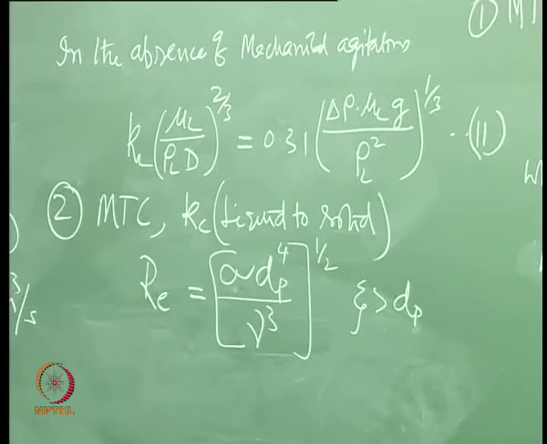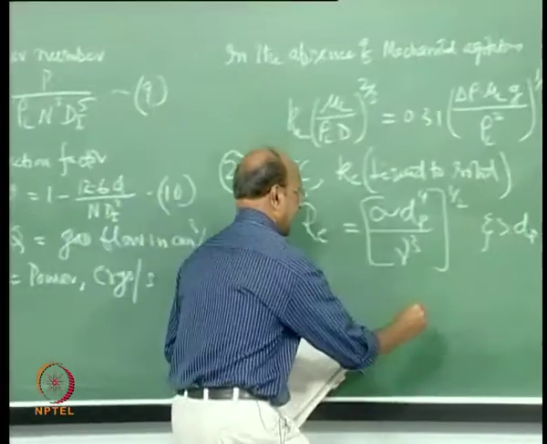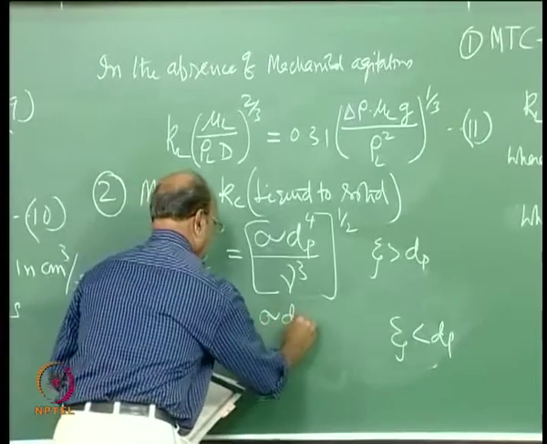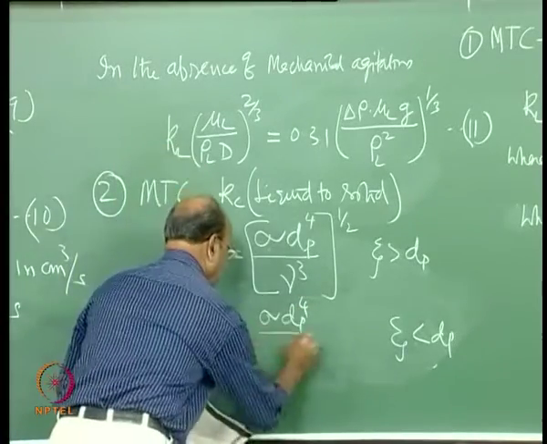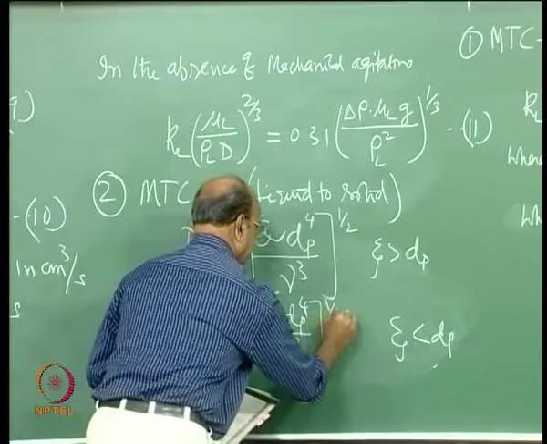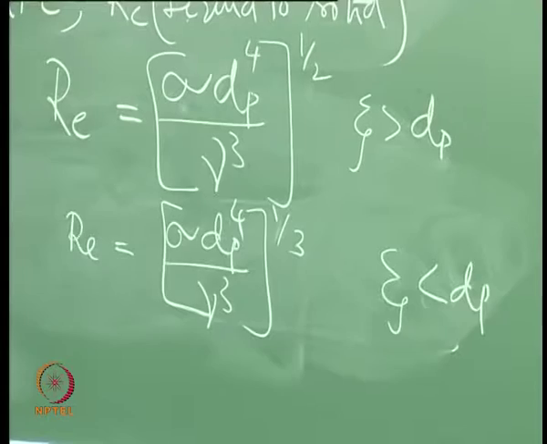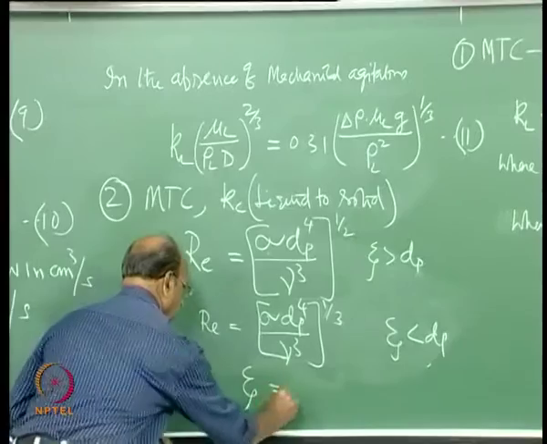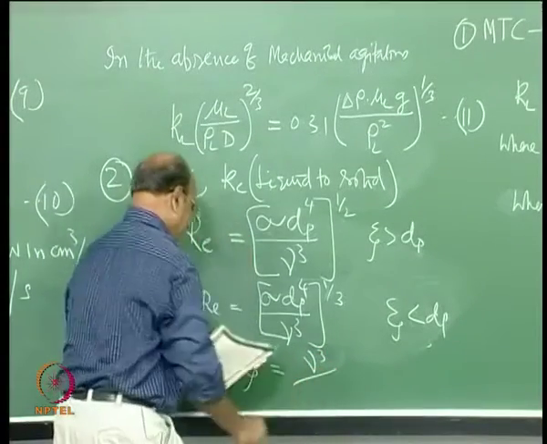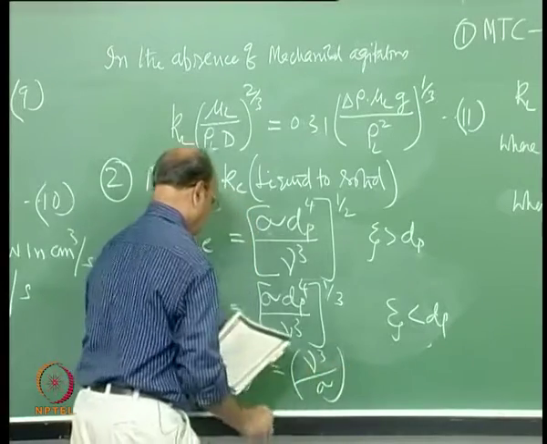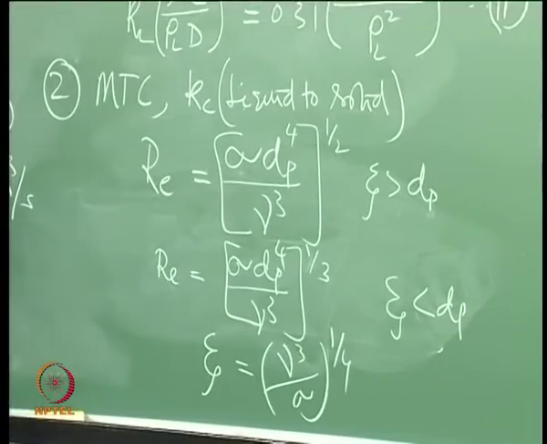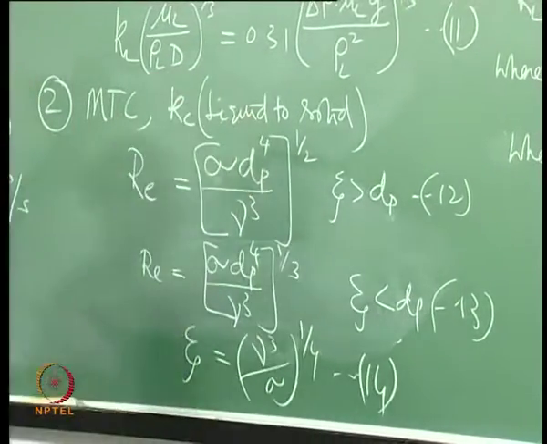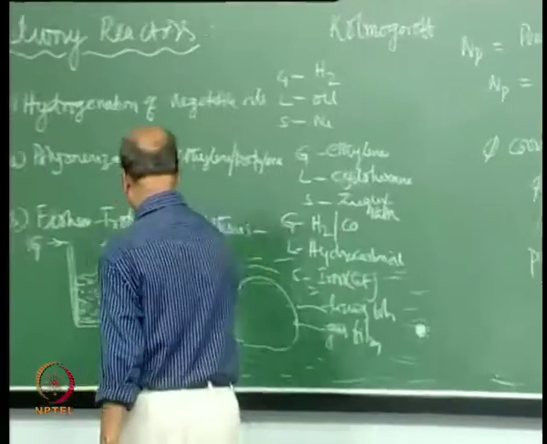Otherwise, that means if you have xi less than d_p, Reynolds number equal to (sigma d_p to the power of 4 by nu cubed) to the power of 1 by 3 instead of 1 by 2, where the eddy size also one can find out, that is xi equal to (nu cubed by sigma) whole to the power of 1 by 4. So, if I write equations, this will be 12, 13, 14. Okay, good.